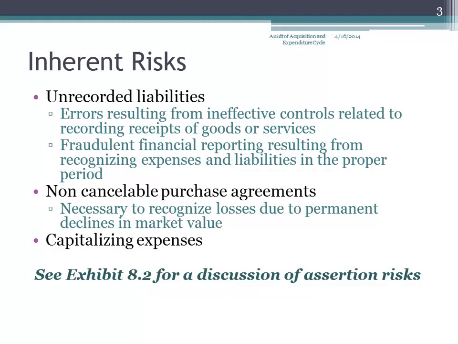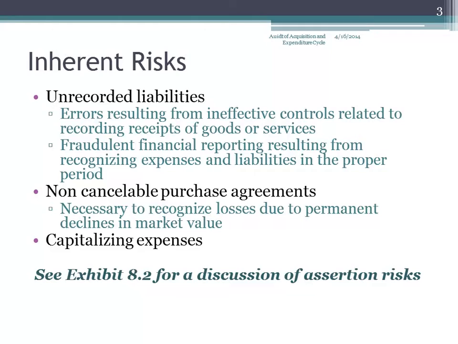So errors can occur from ineffective internal controls, right? Let's say you don't have good internal controls over the receiving process, and the company doesn't always record the recognition of a liability when they receive the goods. That would lead to an understatement of the liabilities, because you would have received the goods or services, but the company would not have recognized the liability associated with that. Fraudulent financial reporting could result from reporting liabilities or expenses in the incorrect period, right?